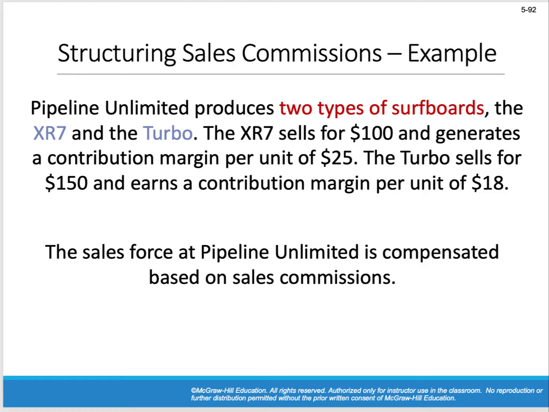The XR7 only gives me $100 of sales. So I'm going to get commission on $100, right? If I sell the Turbo, it costs $150. That's a higher selling price. Guess what? I'm going to get a higher commission. Okay? Now let's look at it from the company perspective.